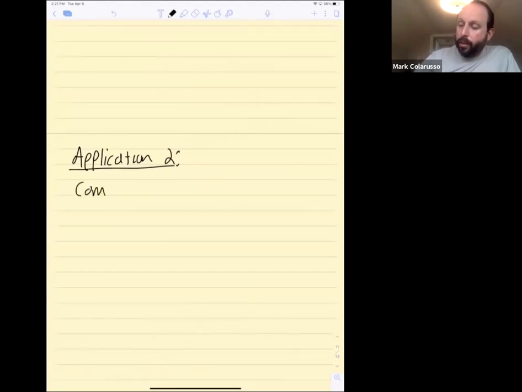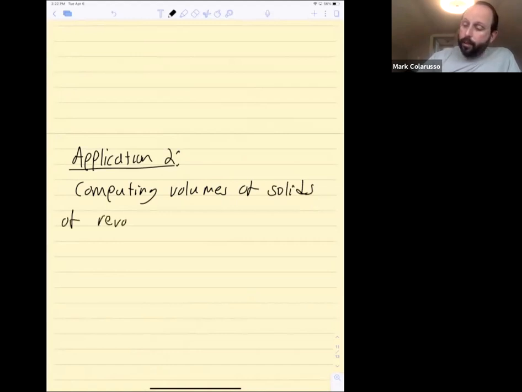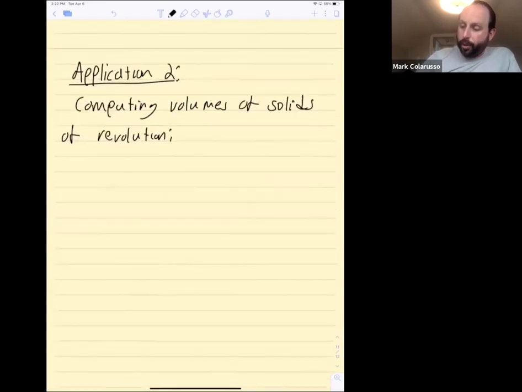So, computing volumes of solids of revolution. Okay, so what does this mean? In general, it's pretty tricky to compute the volume of something. Like you learn in school that the volume of a sphere of radius r is 4/3 pi r cubed, but where the heck does that come from? The Greeks knew this for some very deep reasons, but actually you can prove that using calculus.